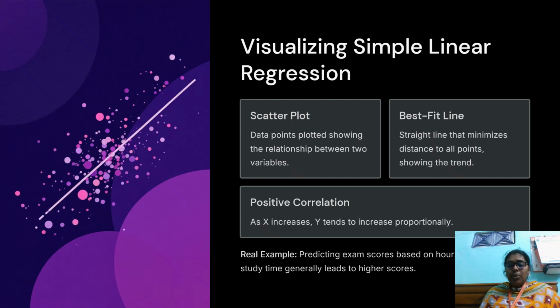For example, in real time, we predict exam scores based on hours studied. Studying more generally leads to higher scores. For example, one student who studies very well and spends many hours studying can score higher in exams. If a student cannot manage study time properly, they cannot score higher marks in the examinations.